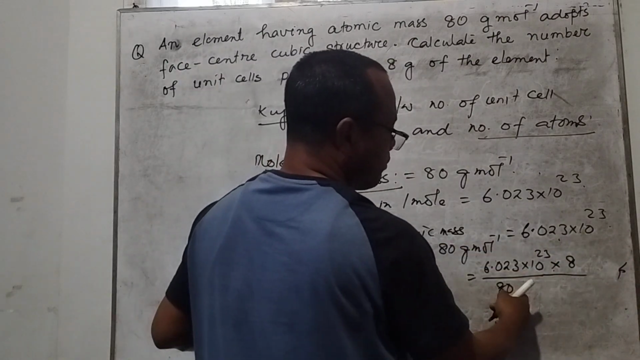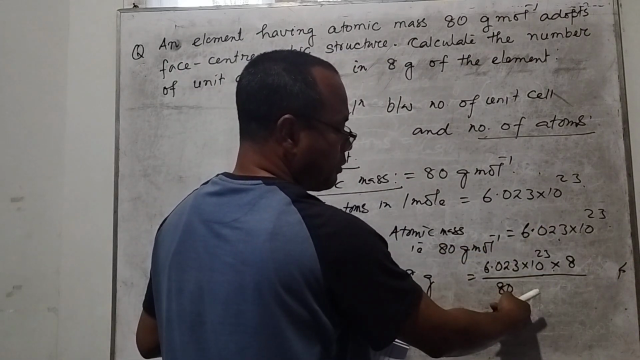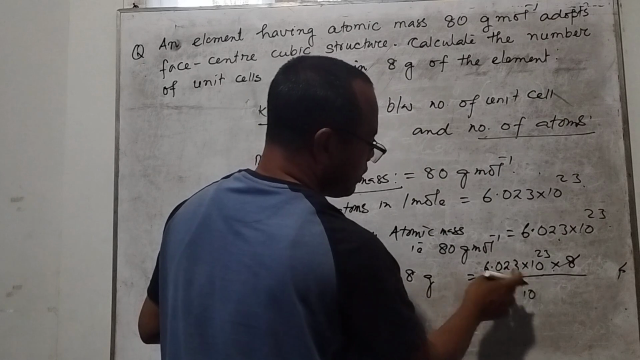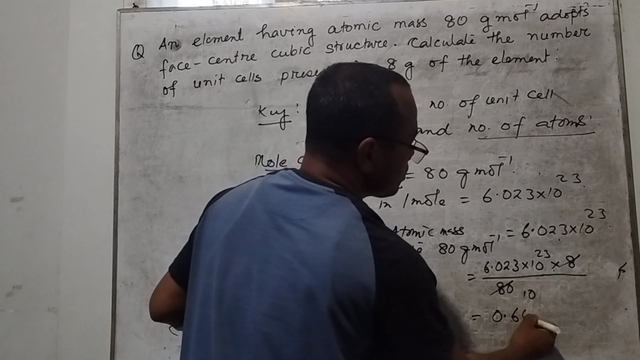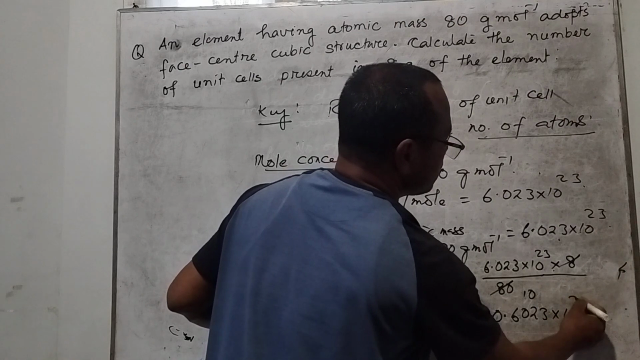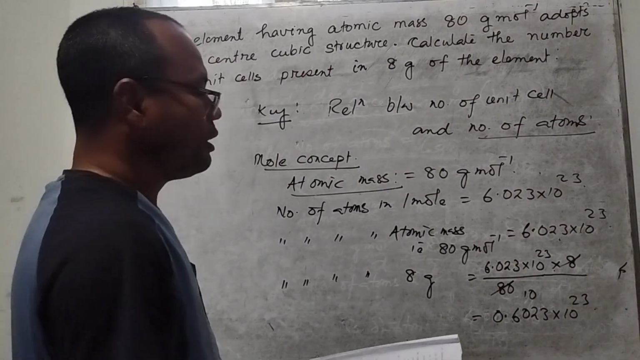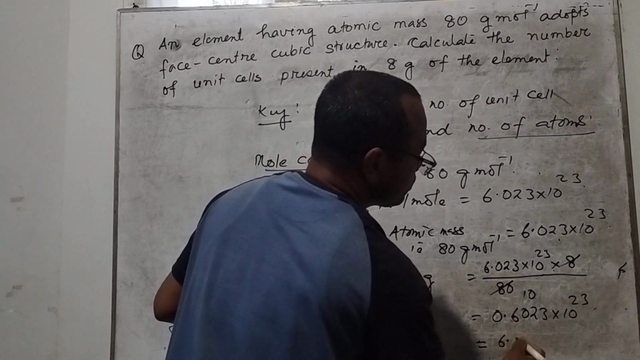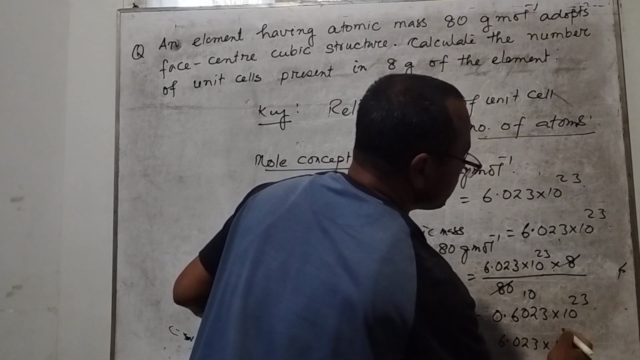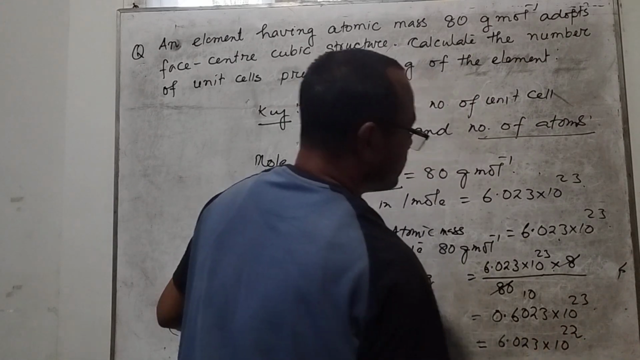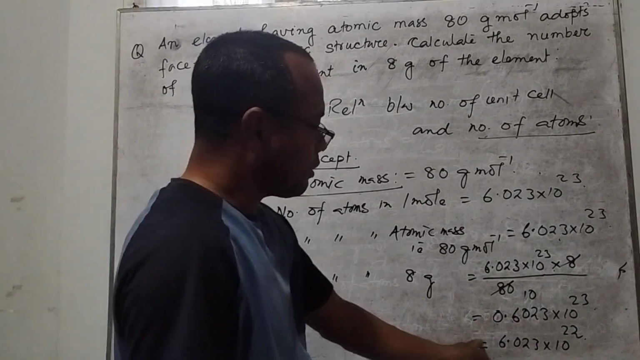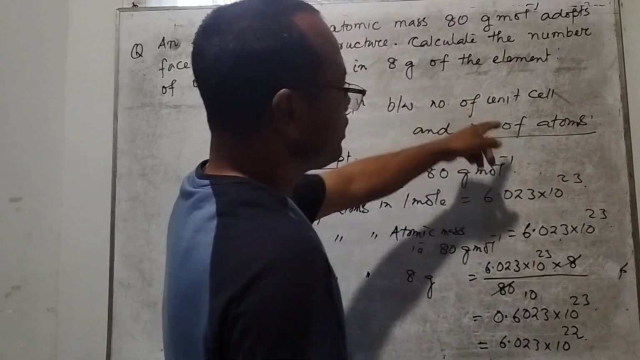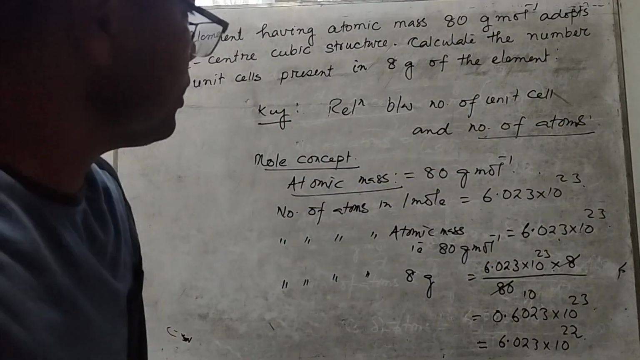Gram can be cancelled, and per mole can be cancelled. After calculation, this should be 10 divided by 6... equal to 0.6023 into 10 to the power 23. That means we can write this as 6.023 into 10 to the power 22. Now, this is the number of atoms in 8 gram. If you know the number of atoms, let me start to calculate the number of unit cells.